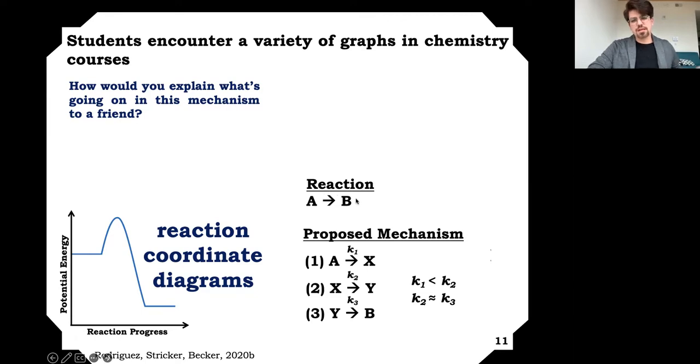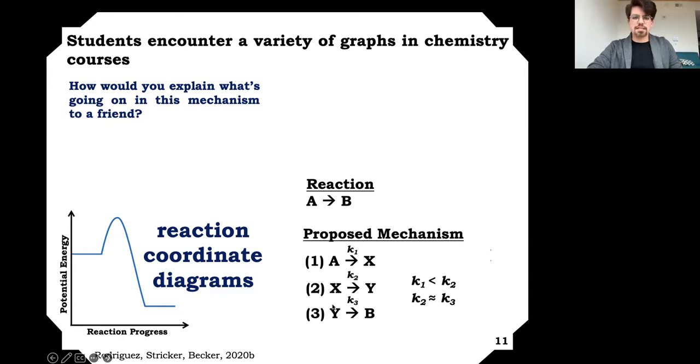We have a reaction going from A to B, and then we have the proposed mechanism. You can see here that it's a multiple step mechanism. We have step 1, step 2, step 3, and rate constants associated with each of those steps, with the rate constant for step 1 being less than the rate constant for step 2, but the rate constant for step 2 is about the same as the rate constant for step 3. So this is the information the students were provided.